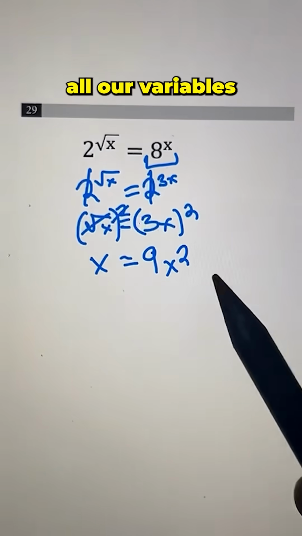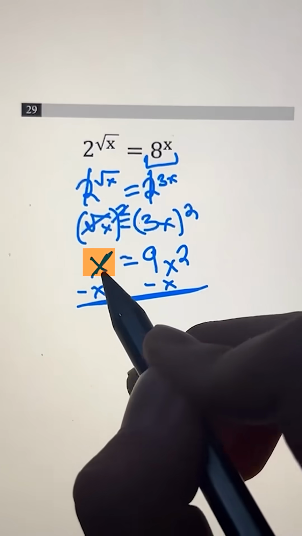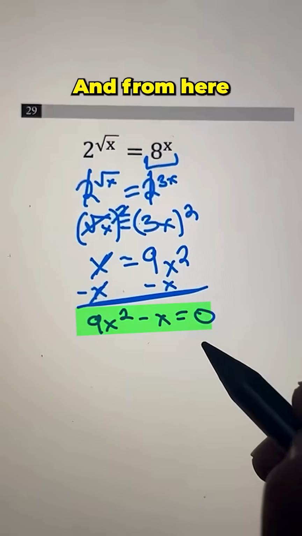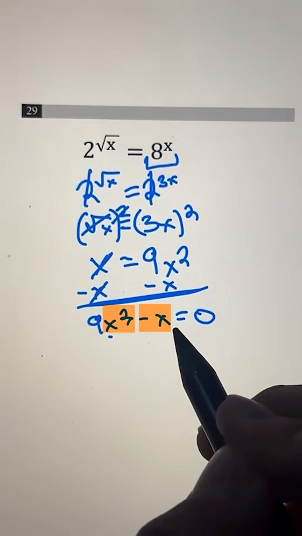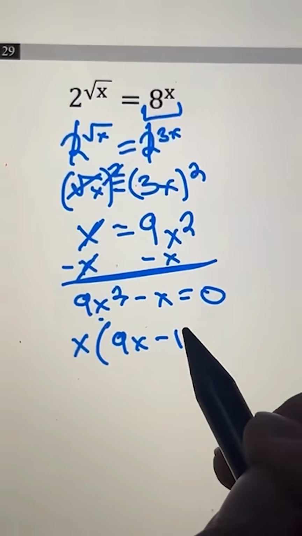Now we want to get all our variables on one side. So we're going to subtract x from here, subtract x from here, and now the x's cancel out and we have 9x squared minus x is equal to 0. And from here we factor. So what factor goes into both 9x squared and negative x? That's going to be x. So we factor out an x, and now we have 9x minus 1 on the inside.